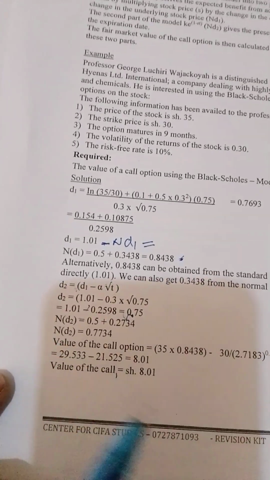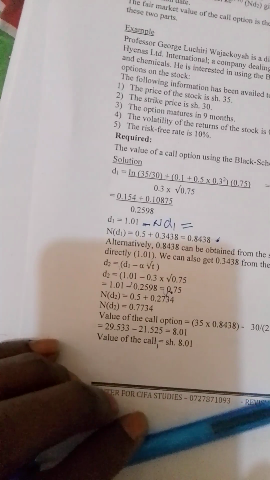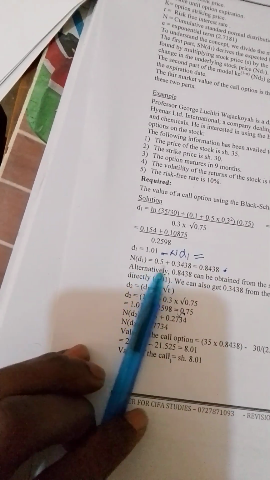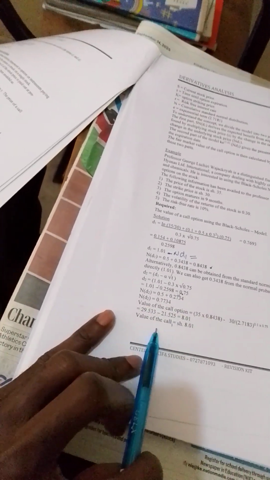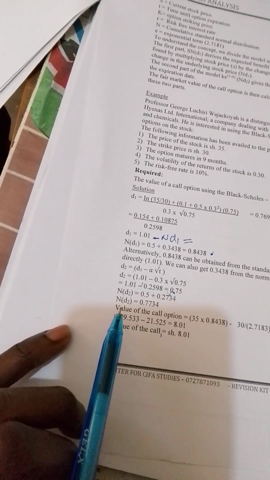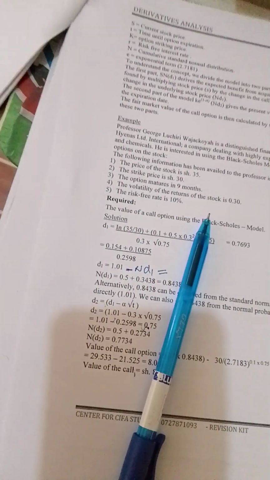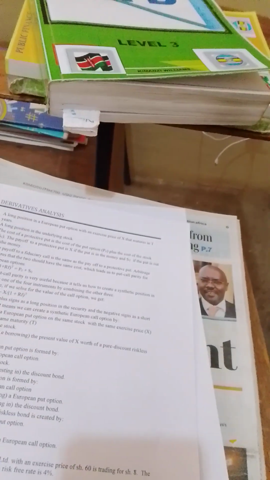You get your ND2. So let's calculate the value of the call option now by applying the formula. Now the value of the call option. Now I remind you the formula. Let me remind you the formula before you go to our calculation.